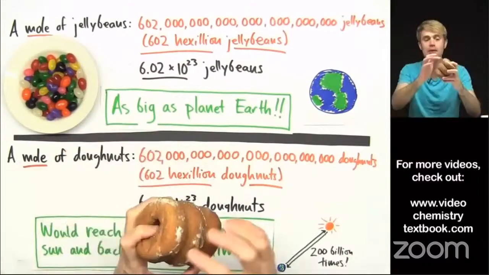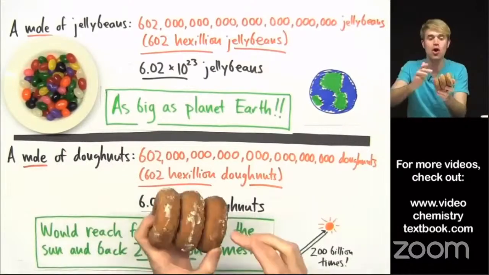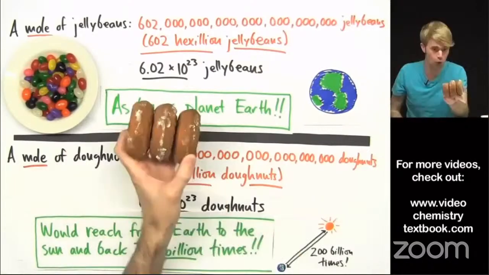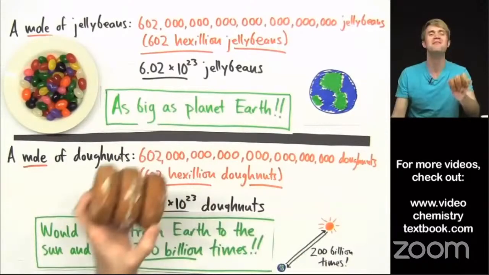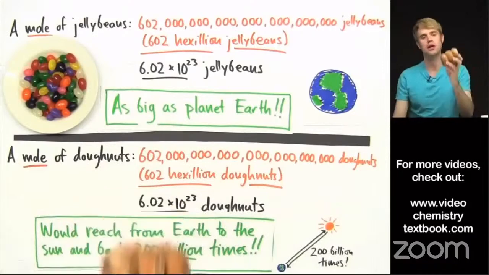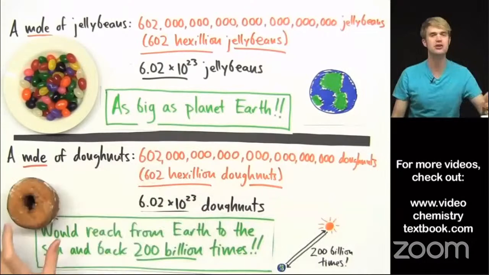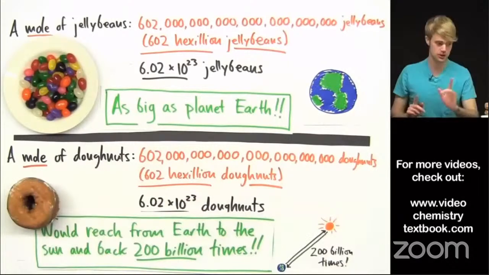Again, think about how many donuts we would have if we just laid donuts down like this from like your house to your school, right? That would be a ton of donuts. Now imagine going from Earth to the sun and back 200 billion times. That is how many donuts 602 hexillion donuts is.